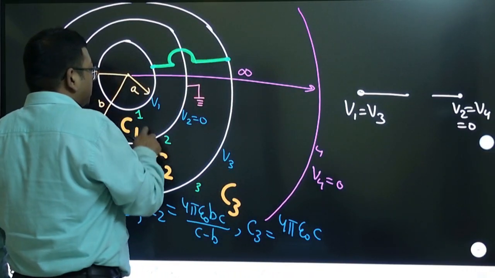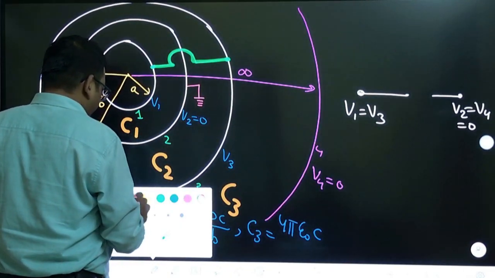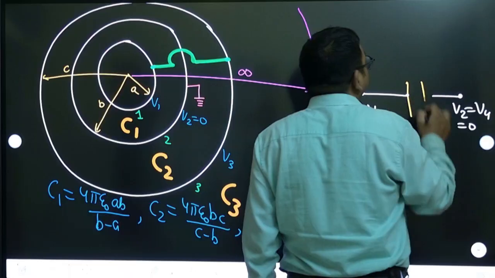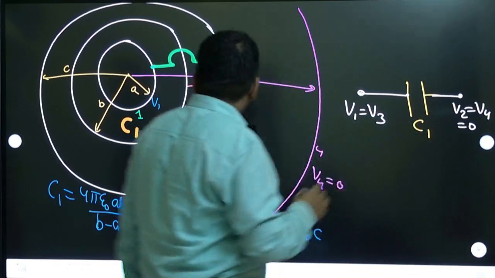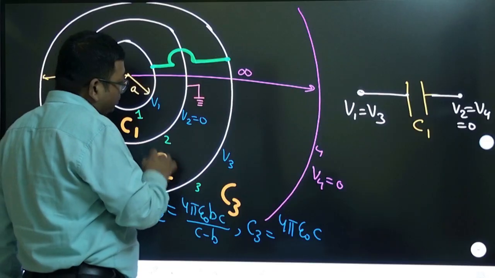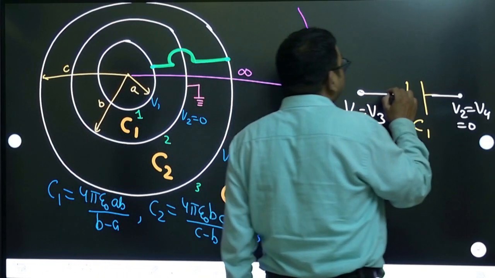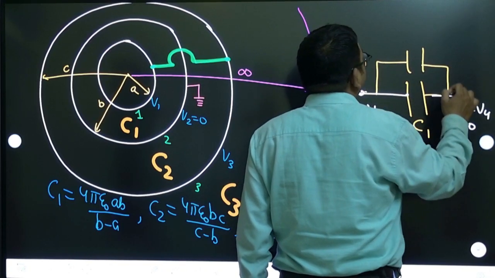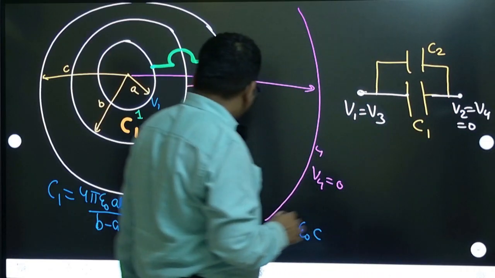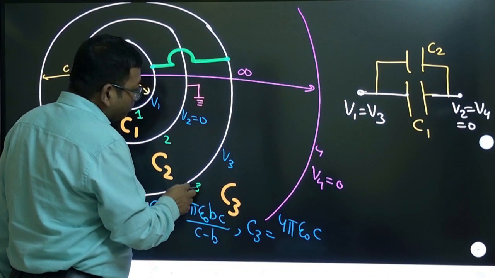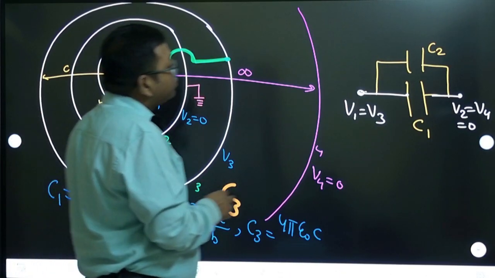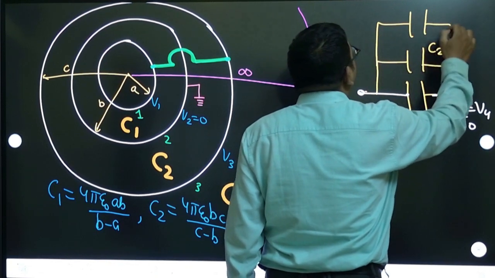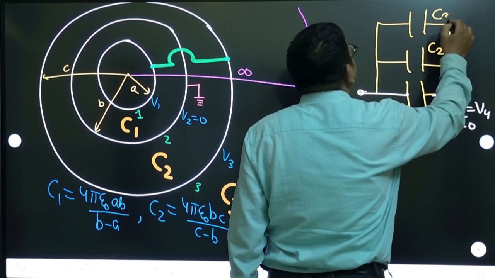So C1 is between where? C1 is between 1 and 2. Between 1 and 2 you put C1. Okay, then C2 is between 2 and 3. 2 and 3 means this only. So try to put here another capacitor C2. C3 is between where? C3 is between V3 and V4. V3, V4. Oh, all are coming parallel. All are coming parallel. Yes?